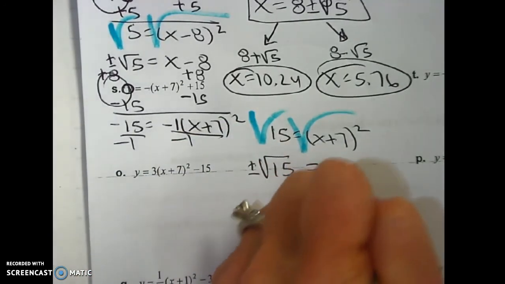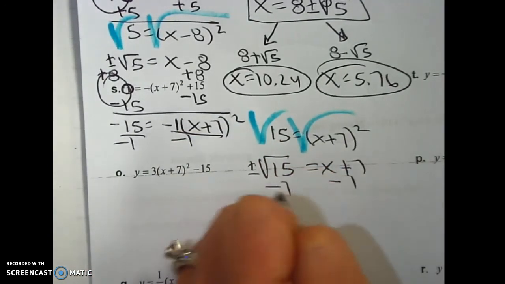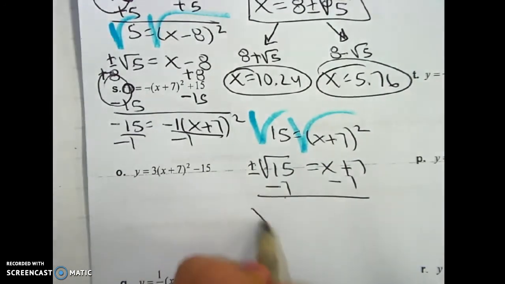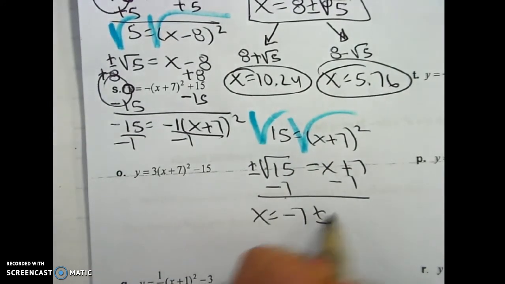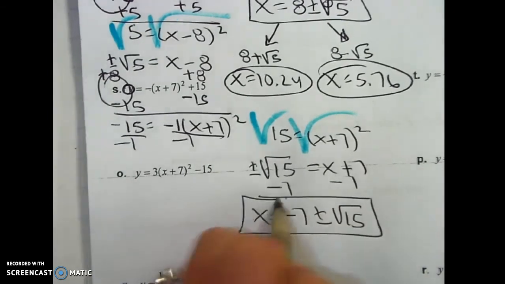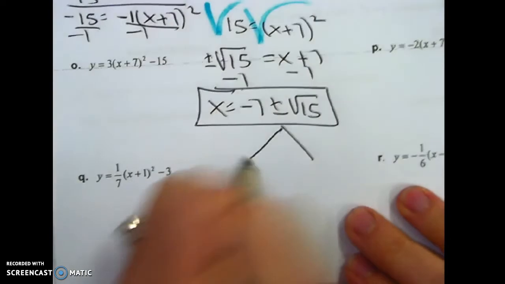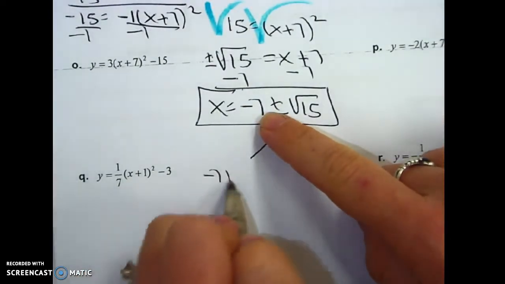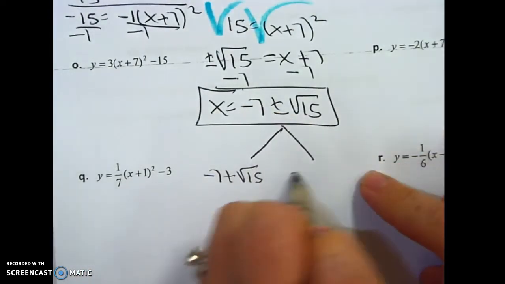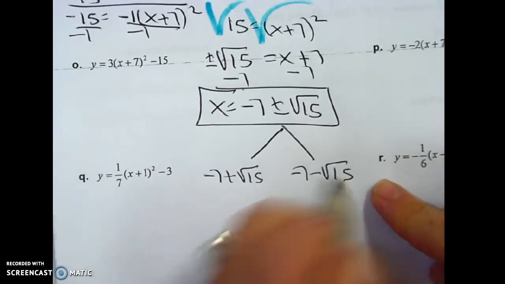Equals x plus 7. Subtract 7. I can't subtract this from this, so I am okay with you leaving it like this. This will get you full credit. If you would like to get even more credit and get bonus, in your calculator, you're going to go negative 7 plus the square root of 15. Negative 7 minus the square root of 15.